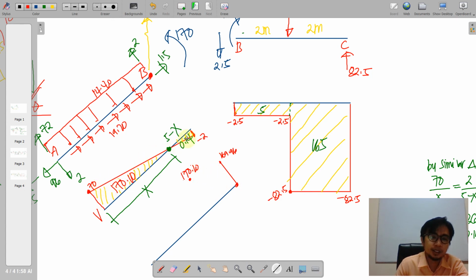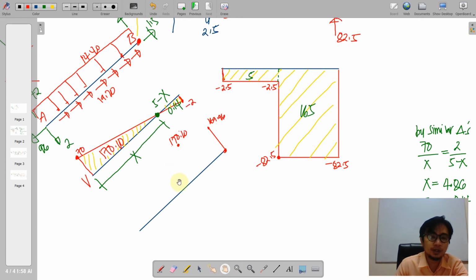So this is a decreasing line here. When we have a decreasing line, we use concave downwards as a connector. 170, 169, and 0 here. Okay, so here it is. Anyway, this is a second degree curve because this is the first degree curve. So this is our moment diagram for member AB.